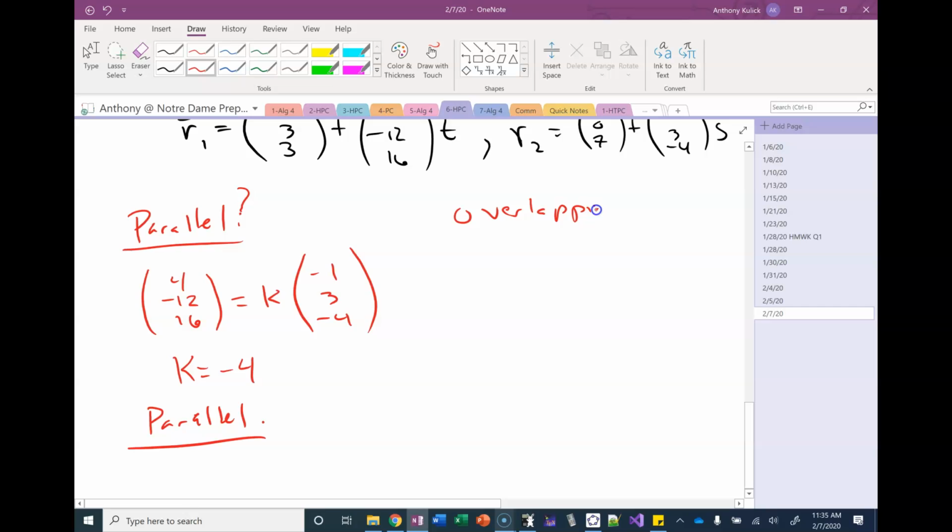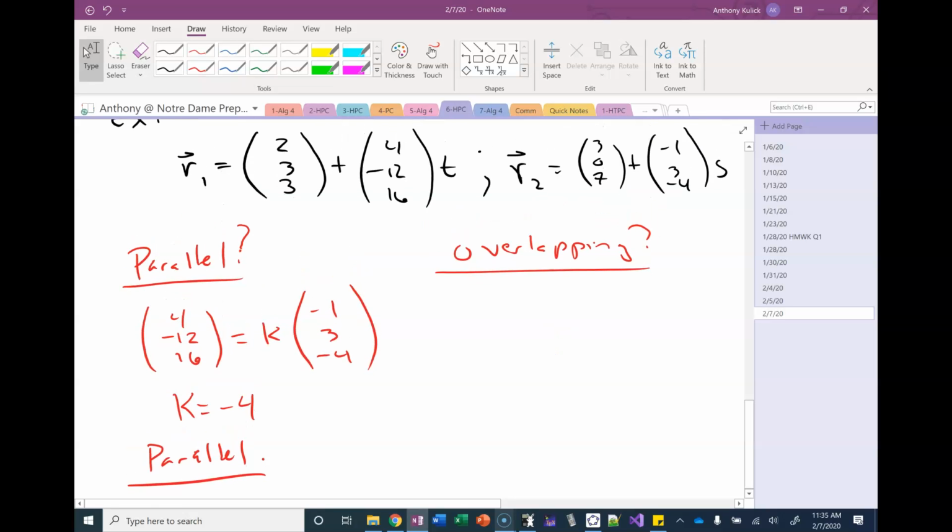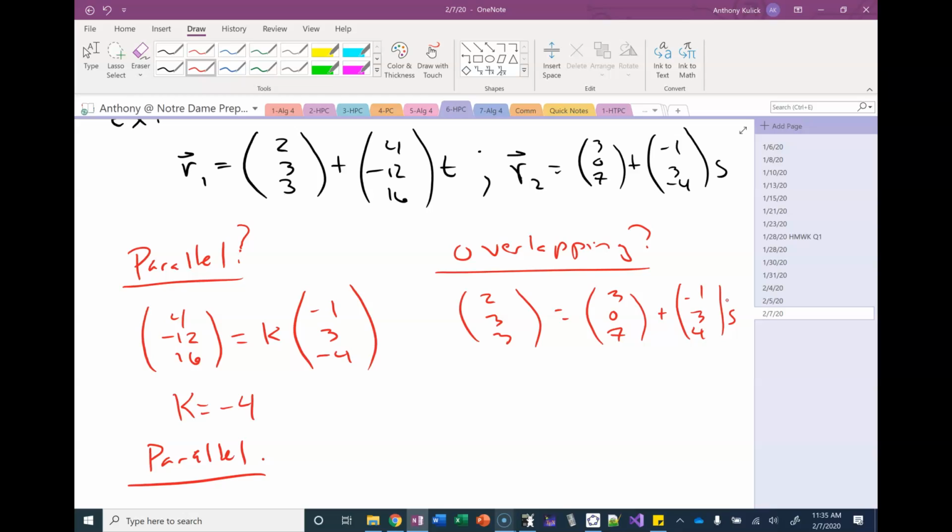So now we need to check for overlapping. I'm just going to do this by taking the point vector from one of the two lines and seeing if that point is also on the other line. If it is, and these two lines are parallel, then all the points have to be the same on both lines. If it's not, then none of the points can be the same on the two lines because they're parallel, because they have the same direction.